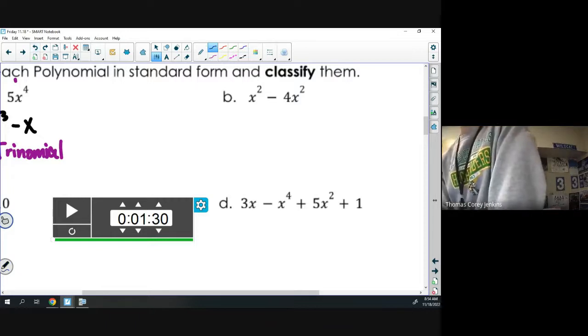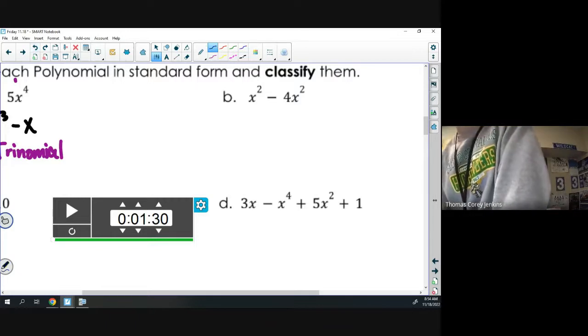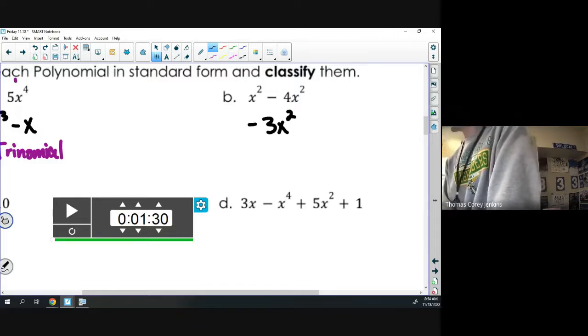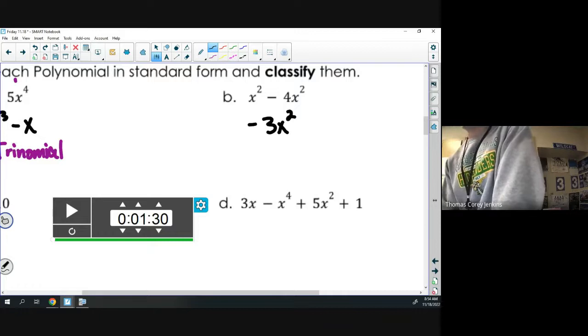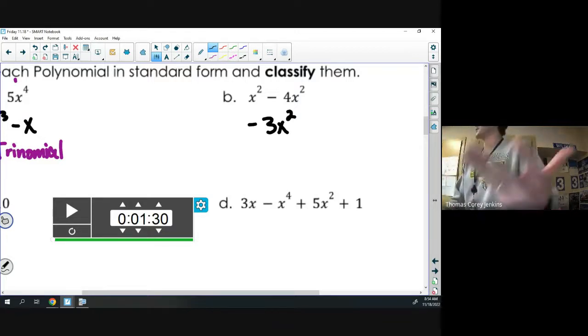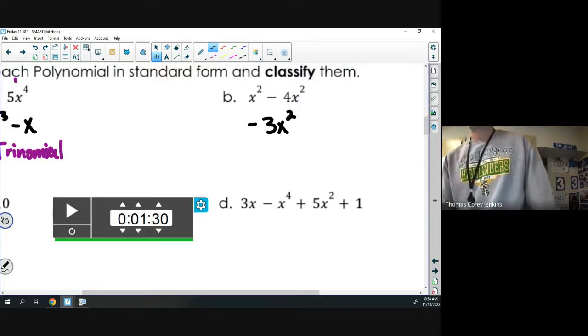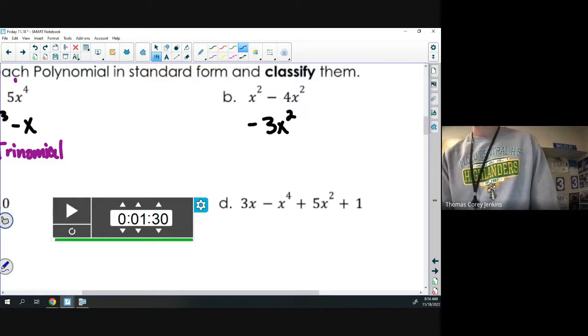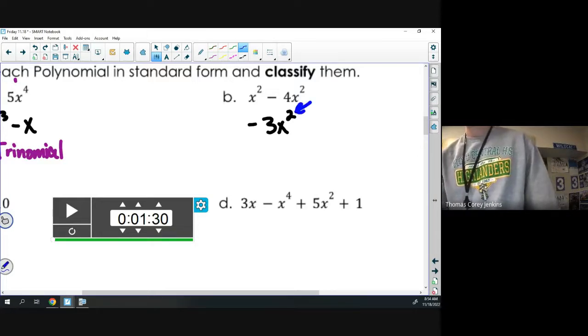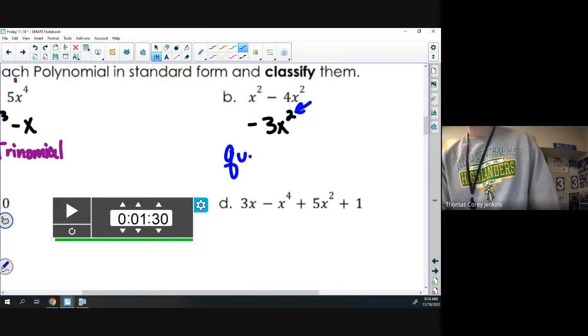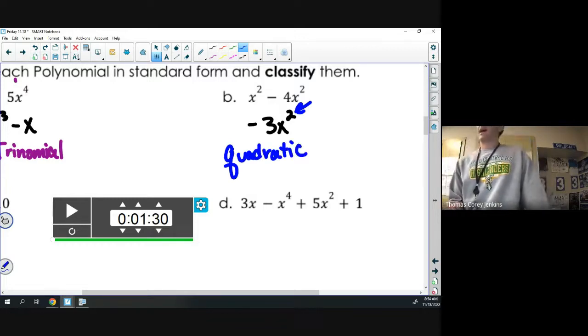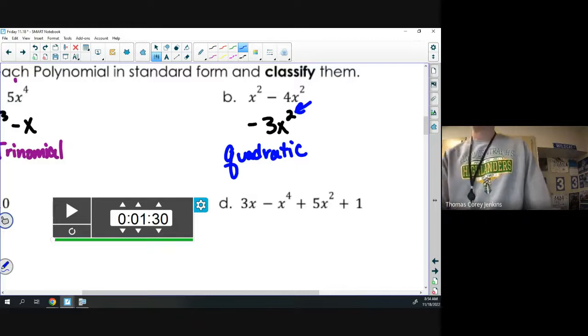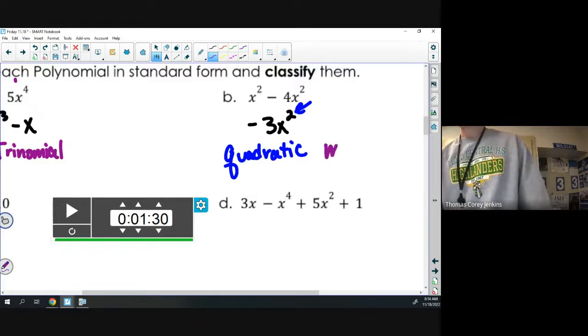So this looks like a binomial. It's actually a monomial when we simplify. So negative 3x squared. Now it's in standard form. And if you ever have one term, it's automatically in standard form. So this would be called a quadratic based on the exponent, and then a monomial because there's only one term.